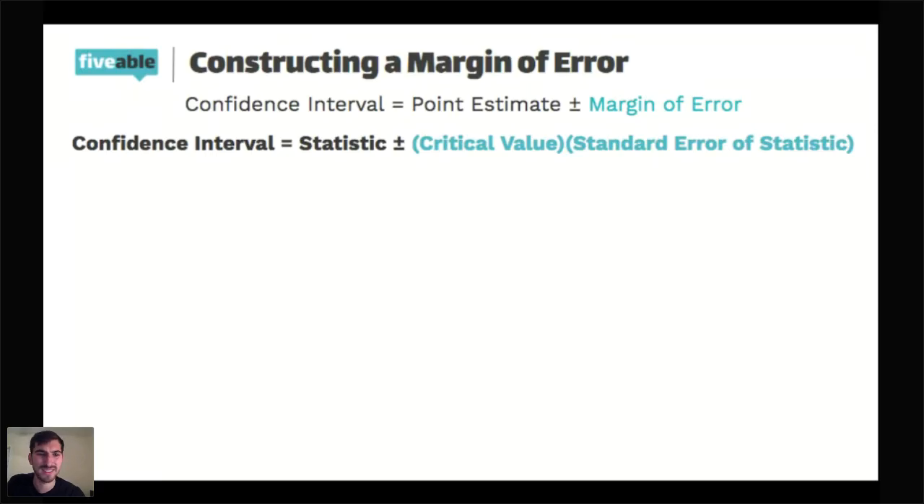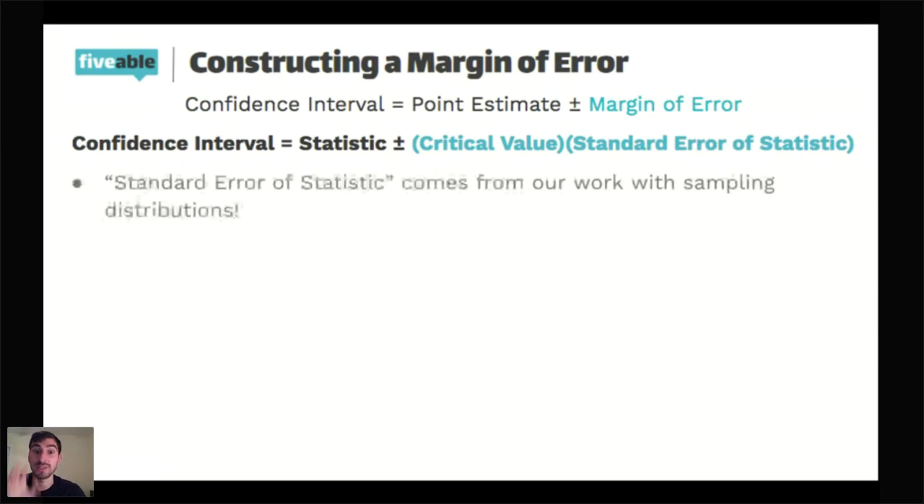I wonder, what the heck is a critical value? What the heck is a standard error? Okay, let's pause for a second. Standard error of statistic, we've seen that before when we did sampling distributions. You probably recognize this formula.